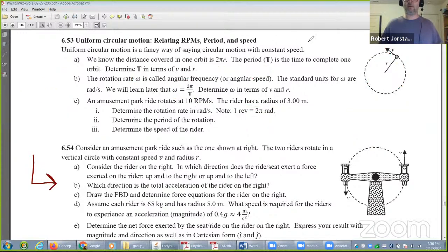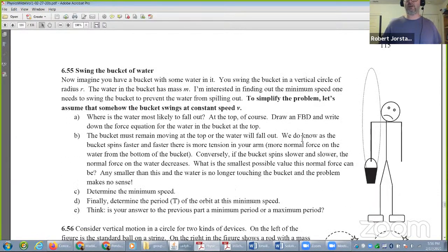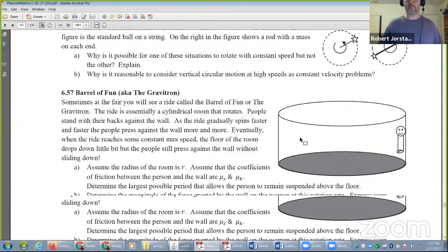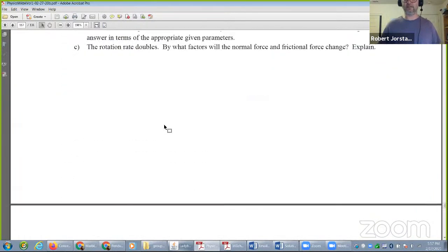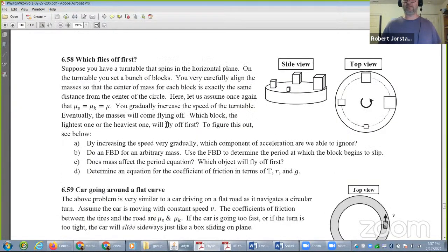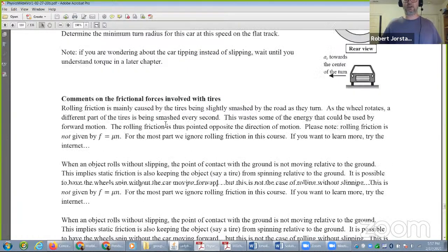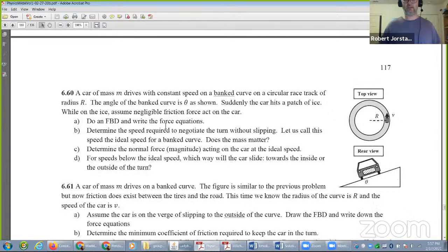At this point, I want to show you one other problem. We're going to cover a lot of these problems. Maybe you're wondering about how fast you have to swing a bucket of water so it doesn't spill out. We're going to handle this in lab in a week or two. Or this one, they're so fun. And then cars going around curves. We'll talk about this in depth. And actually, the one I wanted to talk about was right here.